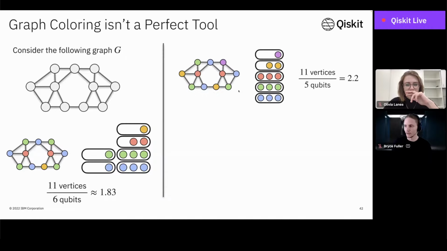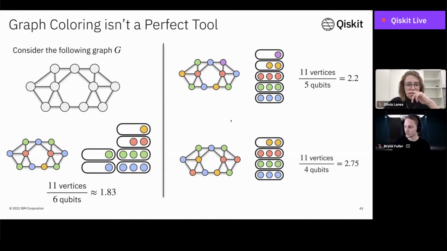Whereas you could actually come up with a non-optimal coloring, which has 5 colors instead of 4, that actually does better, right? Graph coloring is sort of an over-strong condition. It doesn't precisely capture what we care about, but it will make sure that your cost function doesn't break. And you can actually do even better. There's another 4 coloring that lets you get away with only using 4 qubits, and you get an approximate compression of 2 3/4 vertices per qubit. So this would be the space savings in how big of a problem size you would be able to run with a fixed size quantum computer.